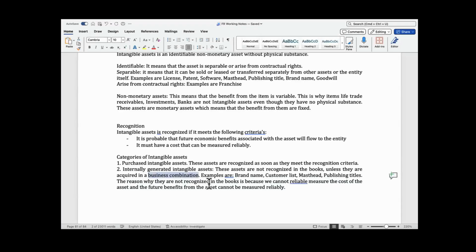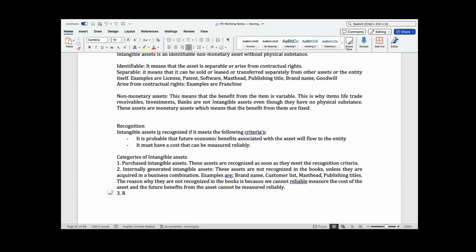we now know the cost. We now know the cost, right? We can now measure the cost because we are now paying for it. So we can know what we paid for. Somebody is paying for the brand name. Somebody is paying for the customer list. Now we have the value. Okay. So basically, that is an internally generated intangible asset.